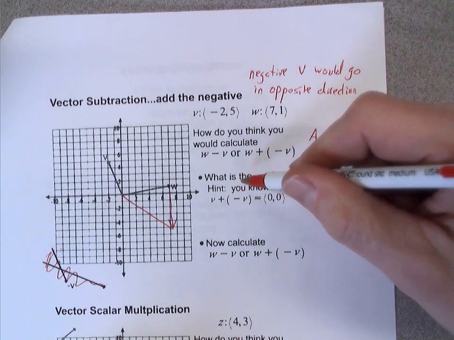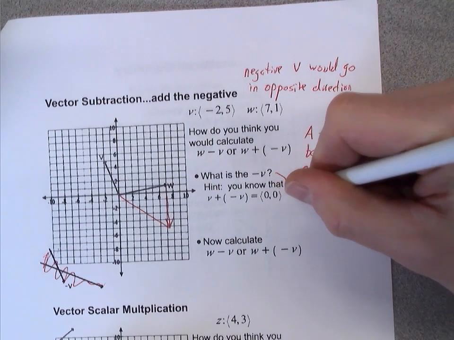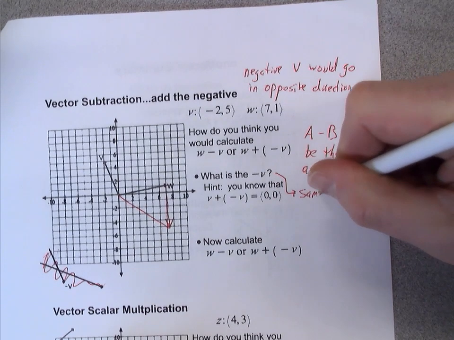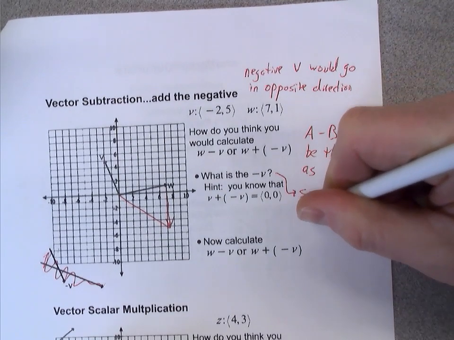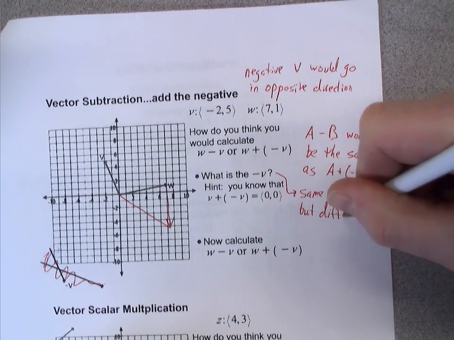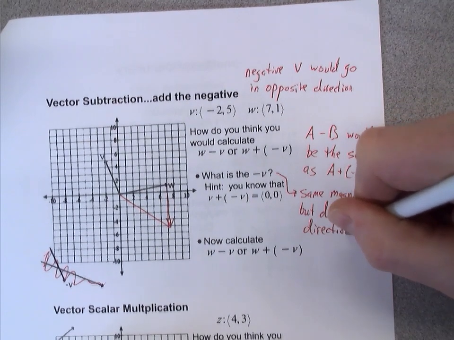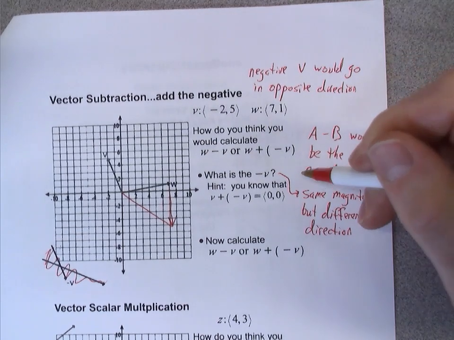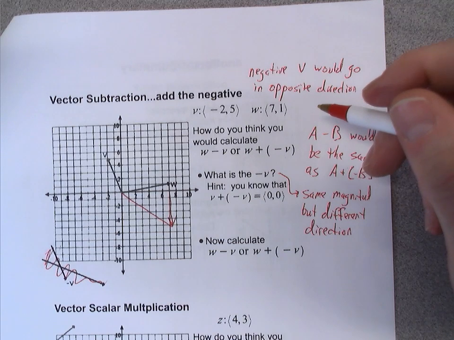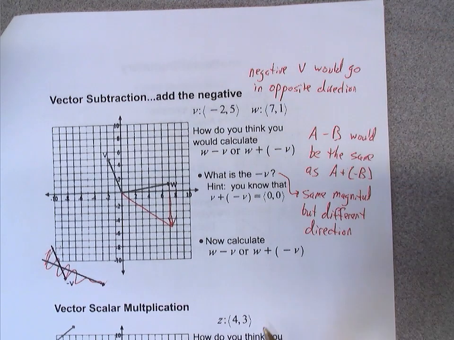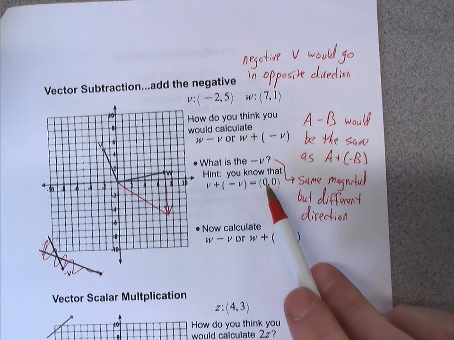Sorry, hold on, I'm in the wrong place. All right, there we go. So what is negative v? It's the same magnitude, but different direction. Okay, we've got a different direction. And so now, if we were to look at this, we know, for example, if we had v plus negative v, well, those points would be 0, 0, right?